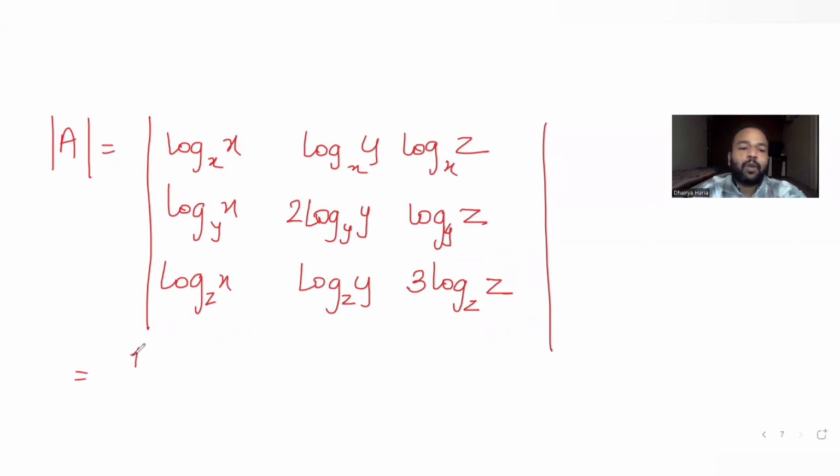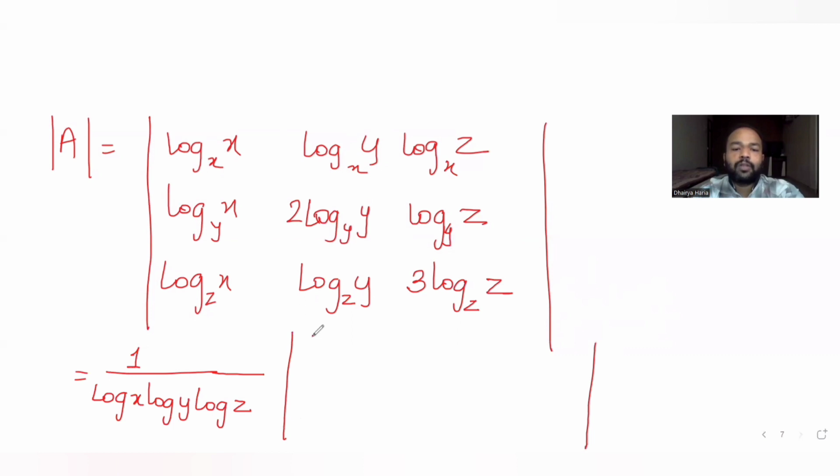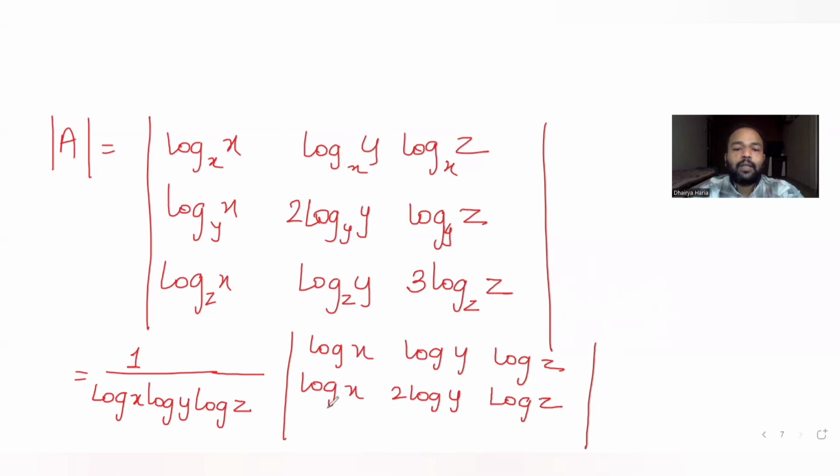So I understand 1 upon log x comes common from the first row. Again from the second row I can take out 1 upon log y common, and from the third row I can take out 1 upon log z. So what you get in the determinant left out here is log x, log y, log z. Second row you are left with log x, 2 log y, and log z. Third row you are left with log x, log y, and so what you are getting as the answer here is 1 upon log x, log y, log z.